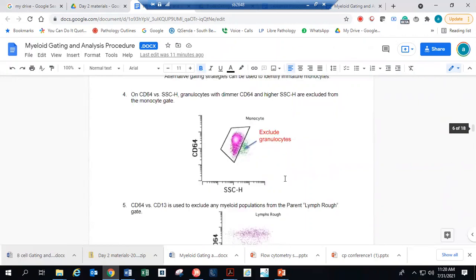So again, CD64 will be there in the monocyte gate. That's one of the monocyte markers. But if you see over here, the CD64 is also present in the granulocytes. The only difference between those two is that the side scatter is higher in the granulocytes, and the side scatter is lower in the CD64 monocytes.